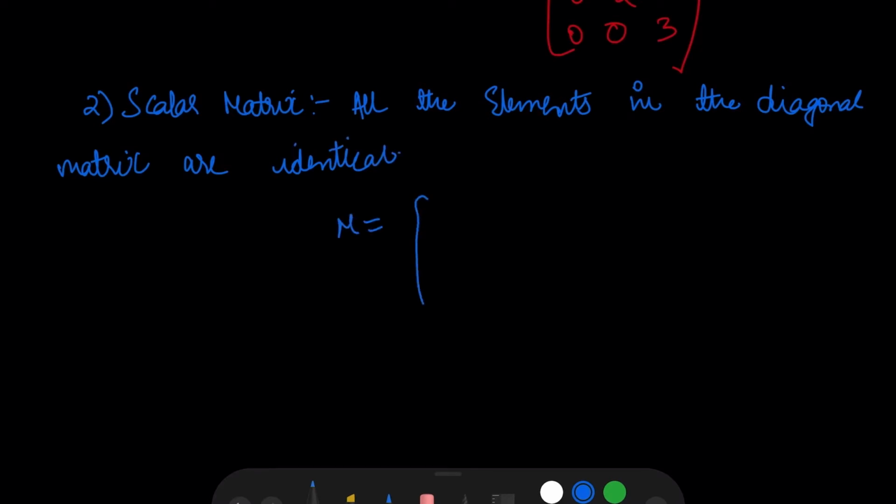So an example is 6, 6, 6 on the diagonal and 0 for the rest. So this is a matrix where the elements are only present in the diagonal, and all the elements that are present in the diagonal are identical. And you can see other than the diagonal elements, all the other elements are zero, like this, here, here, here, here, here.